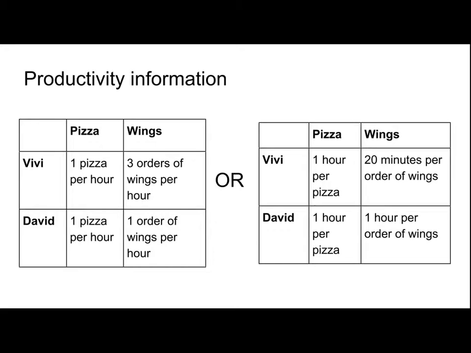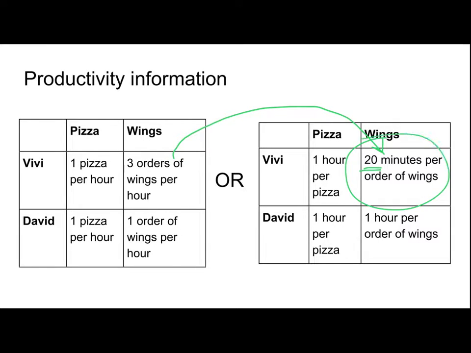That's why in this problem, Colin, I think, is the student that noticed it first, but some of you had the productivity information in one form and others of you had it in another form. Notice that this is the same information. The table on the left gives you the same information as the table on the right. If one can make 3 orders of wings, as VV can in an hour, well, that means it takes a third of an hour, otherwise known as 20 minutes, to make 1 order of wings.